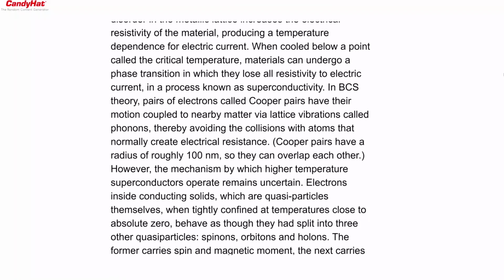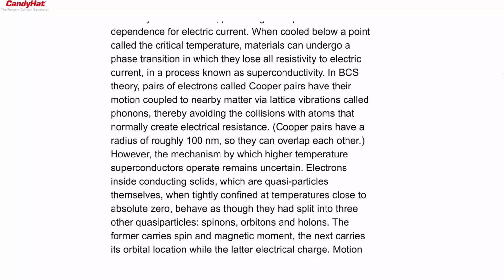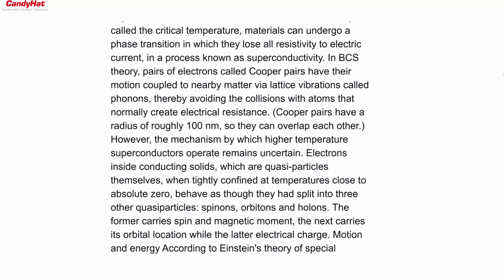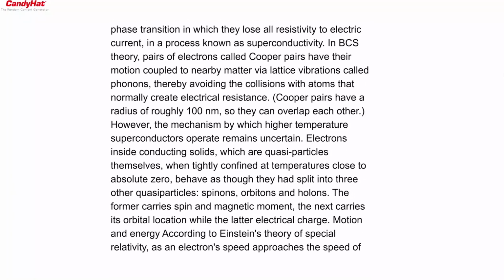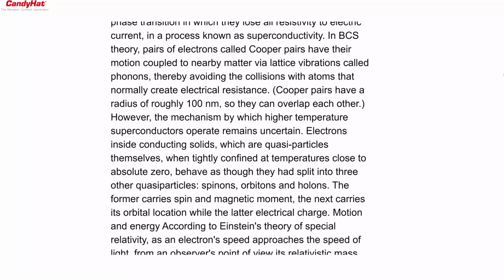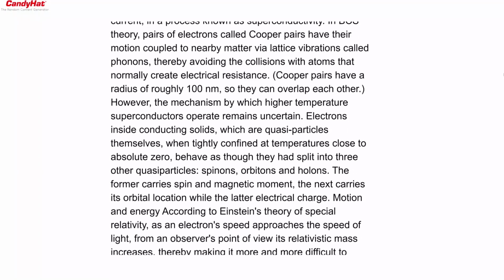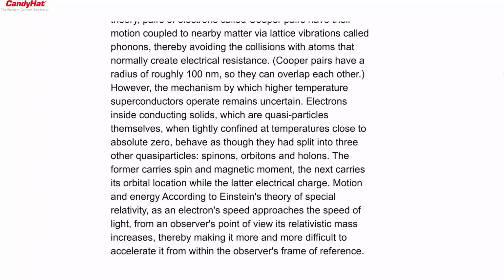In BCS theory, pairs of electrons, called Cooper pairs, have their motion coupled to nearby matter via lattice vibrations, called phonons, thereby avoiding the collisions with atoms that normally create electrical resistance. Cooper pairs have a radius of roughly 100 nanometers, so they can overlap each other. However, the mechanism by which higher temperature superconductors operate remains uncertain.